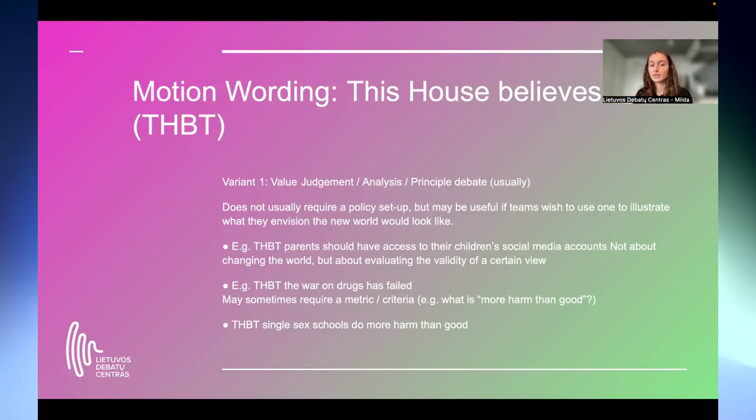Some examples: this house believes that parents should have access to their children's social media accounts. Here we're not about changing the world. We're not about actually implementing this policy, but about evaluating whether this is a good thing. This house believes that the war on drugs has failed. Here you probably need a metric of what failed means, what successful means, what is more harm than good, and a couple of reasons for arguing for your side. Another example is one with "do more harm than good" as well.